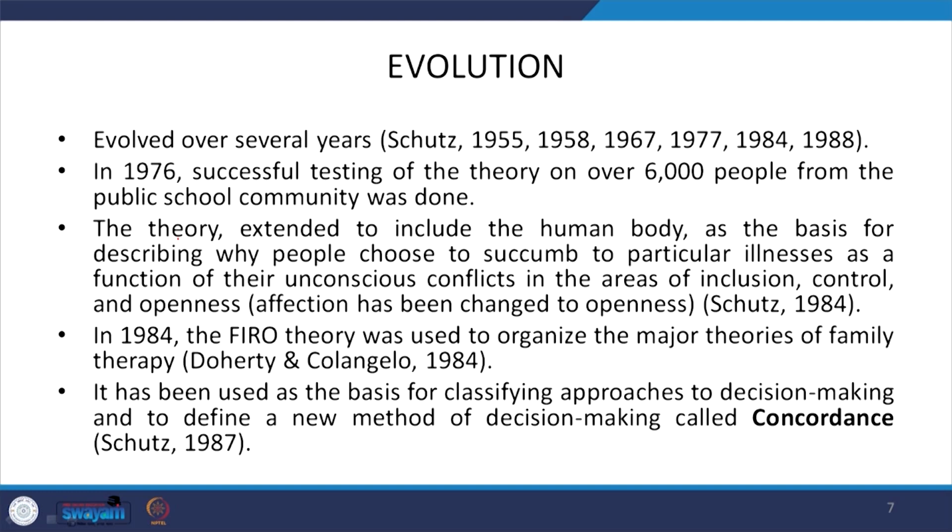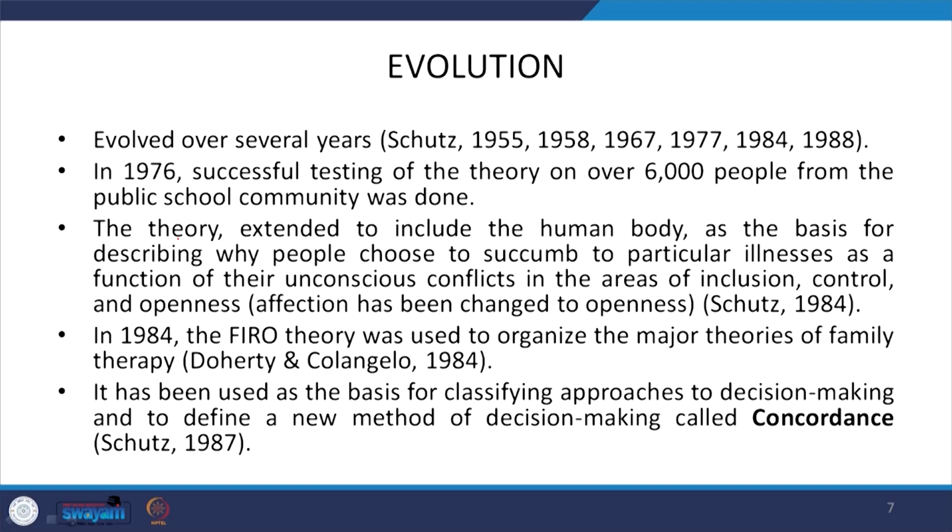In 1976, successful testing of the theory on over 6,000 people from the public school community was done. The theory was extended to include the human body as the basis for describing why people choose to succumb to particular illness, as a function of their unconscious conflicts in the areas of inclusion, control and openness. So, to that extent, it explains why people succumb to a particular disease.